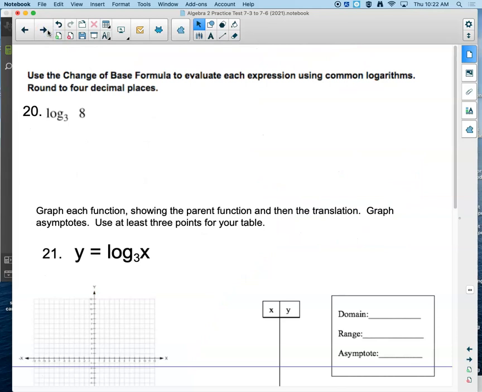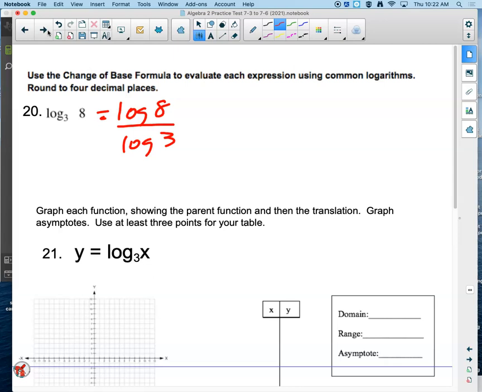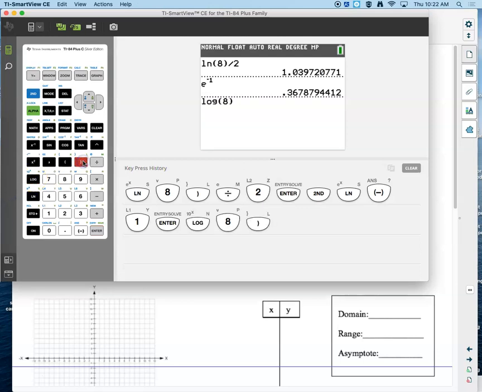All right, number 20. Use the change of base formula to evaluate each expression using common logarithms, round to 4 decimal places. What would we be punching in? Exactly, and you have to write that down because the instruction said use the change of base formula. That shows me you know what the change of base formula is, and then you punch in. Again, being very careful to put parentheses behind the 8. Oh, and I just forgot. Was it a 2? 3. Thank you. 1.8928 with rounding.